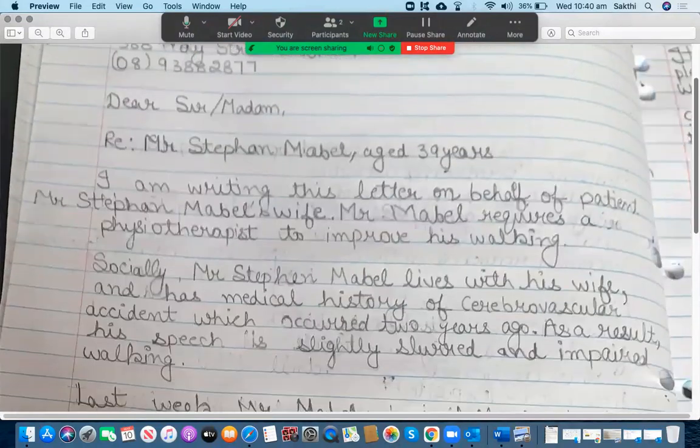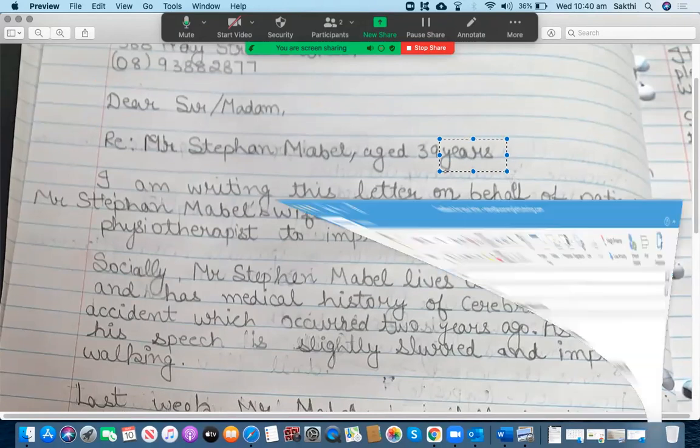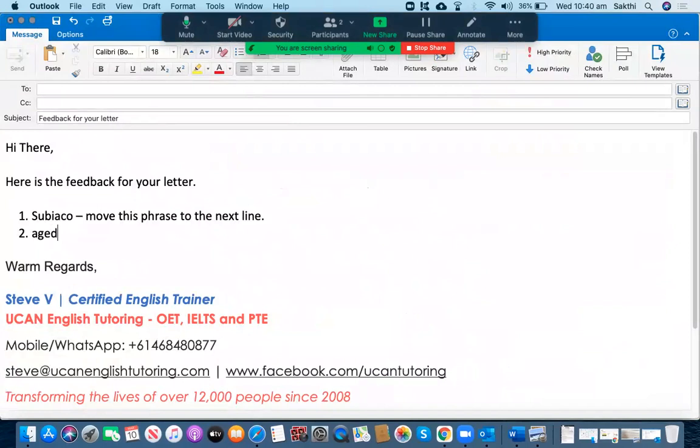Okay. All right. Let's go to the next one. Sir/madam. That's all right. Mr. Stephen Mabel, aged 39 years. You don't need to use aged 39 years. It's not needed. Just aged 39. That's it. Aged 39 years. Please remove years from here.